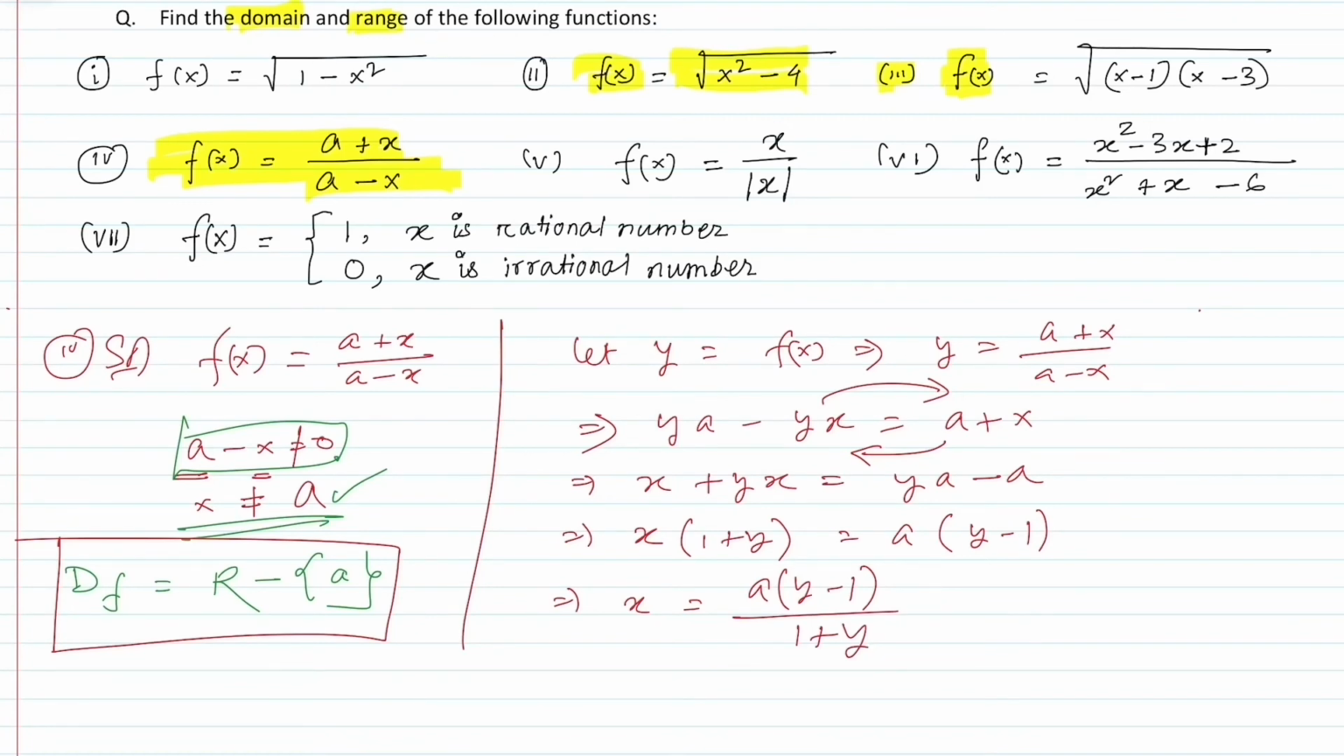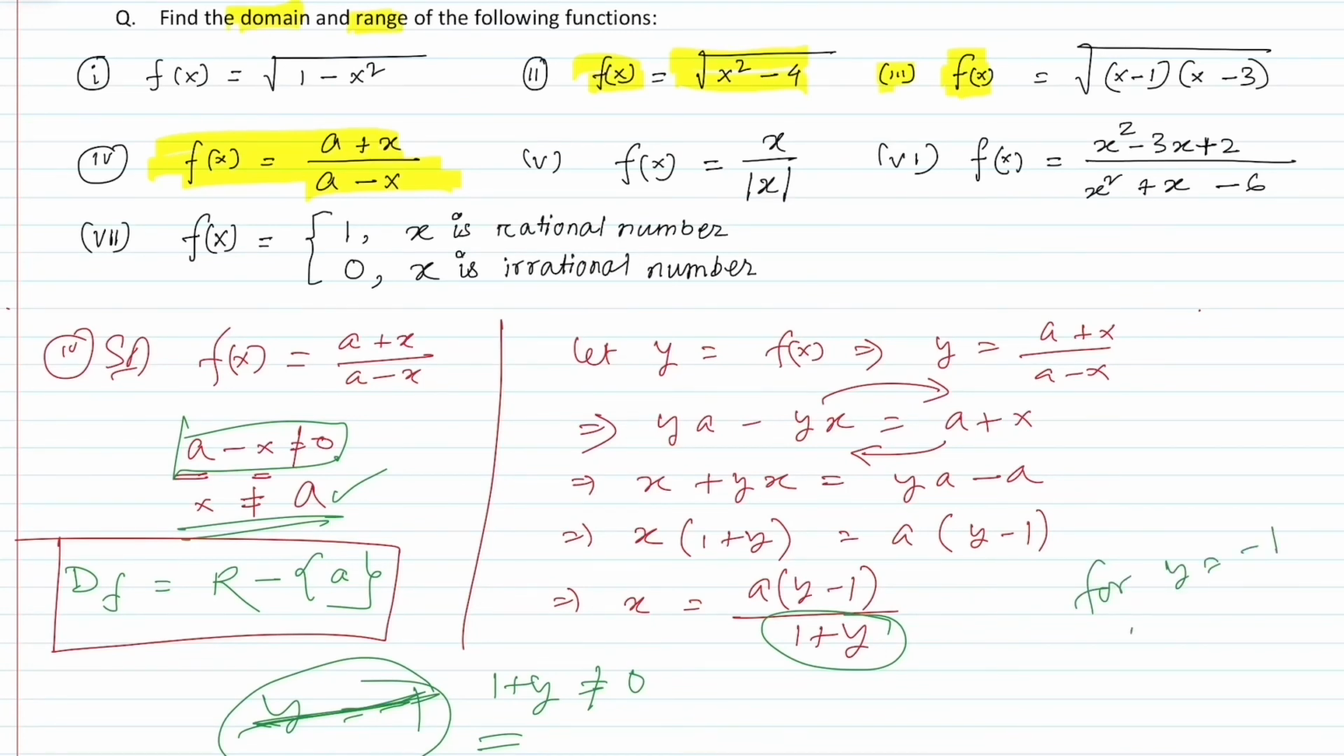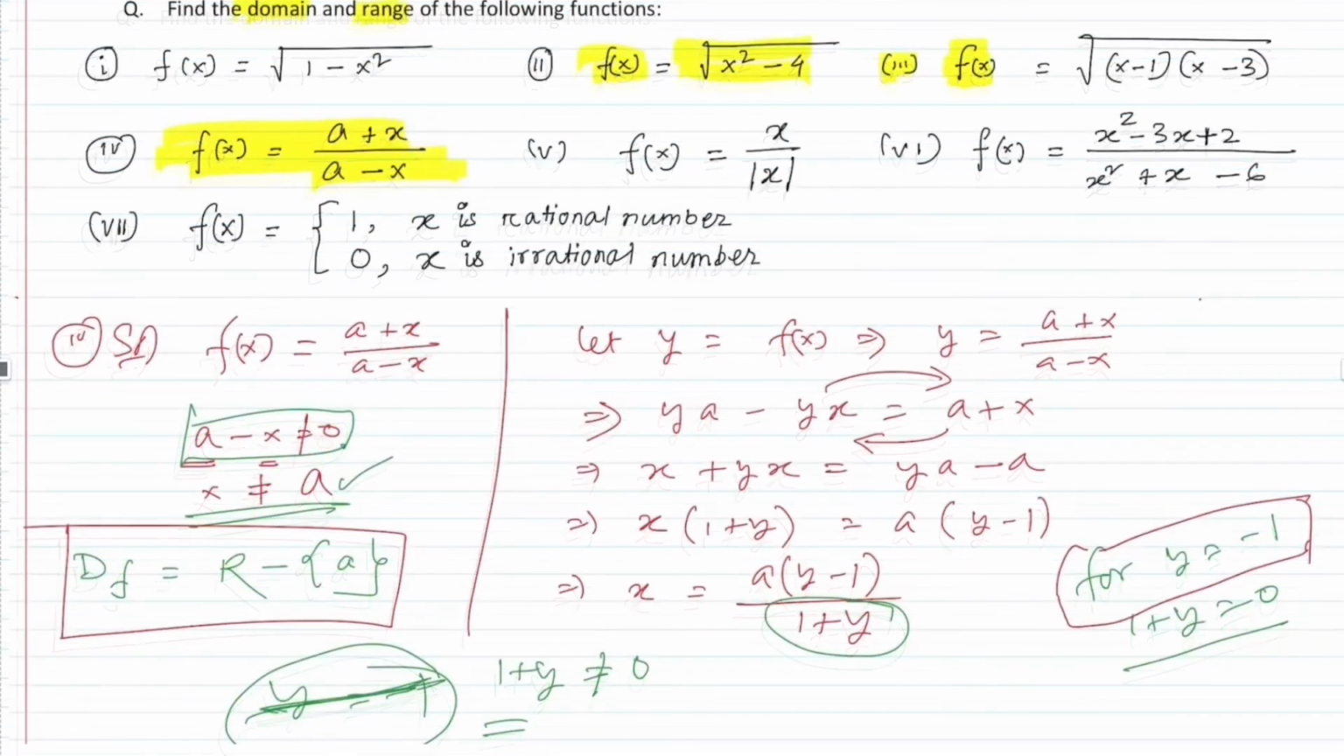Now you see, this denominator cannot be equal to 0. So 1 plus y is not equal to 0. When will it be 0? When y is equal to minus 1. For y equal to minus 1, 1 plus y will be equal to 0. Therefore the range of this function, R of f, must be R minus the set containing minus 1. This is the range of this function. So now let's move on to the next question.